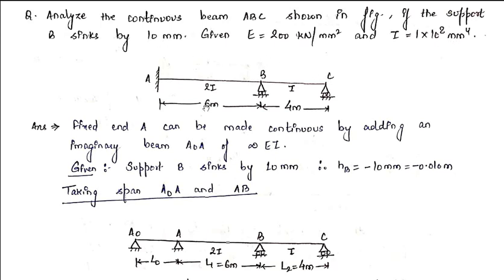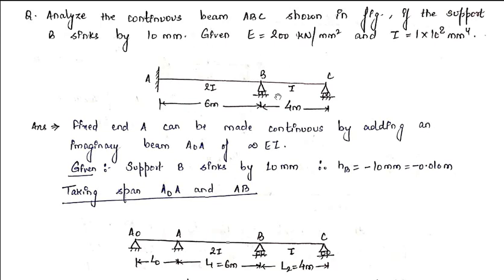Now, if you look at this question, you will find that there is no external load acting on this beam. The only condition given is that the support B has sunk down by 10 mm. So let us now find out the values of the bending moments at these supports A, B and C. The support C is your end support and it is a roller. And whenever the end support is a roller or hinge, the bending moment is 0.